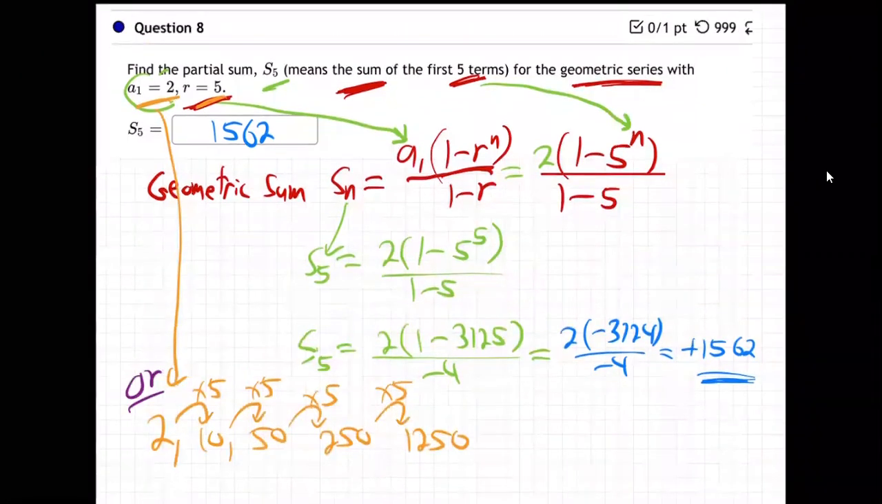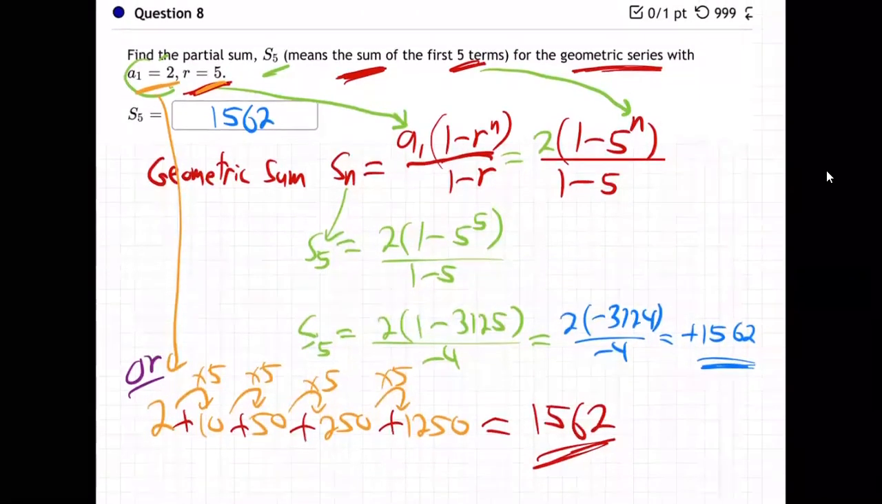And what are we supposed to do with those first 5 terms? Add them up. So you just go, oh, you want me to add those up? Yeah, I just want you to add those up. Grab your calculator, hit the buttons. Guess what? 1562. Done. Don't even need to use the formulas. If you want to just do that, that's fine. So here I did it without the formula.